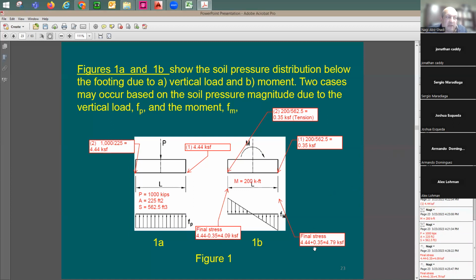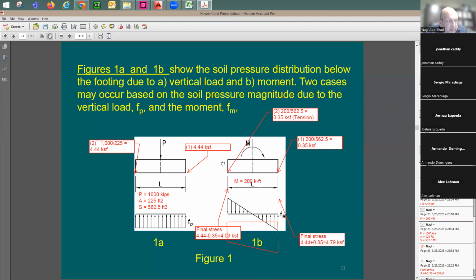So the stress here is going to look like a trapezoidal distribution, actually. The final stress that you should expect is going to be something like this. This side is going to be more compression, and this side is going to be less compression. This side is going to be 4.79 and this side is going to be 4.09.